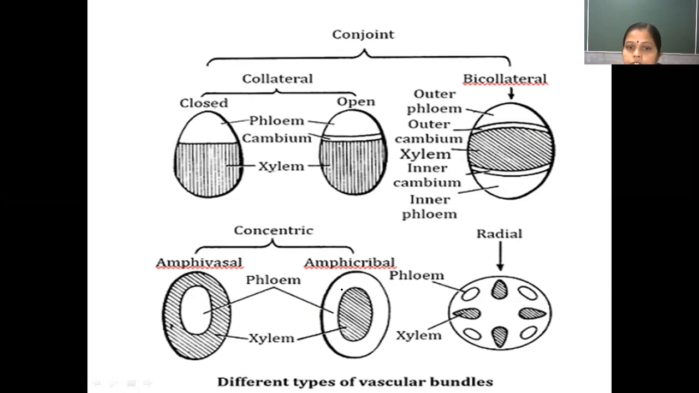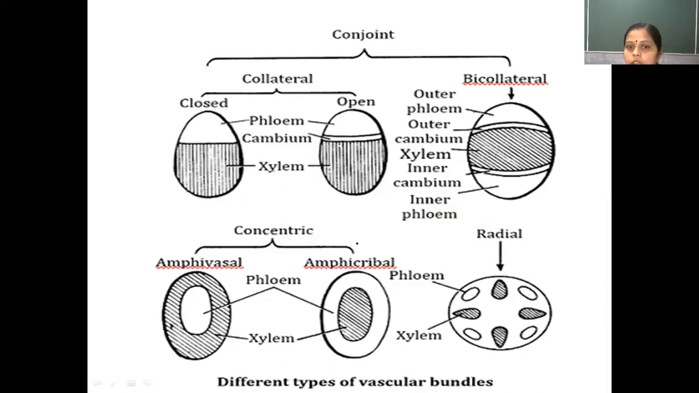Okay, if xylem appears in the inner region, whereas phloem appears in the outermost covering region, then such a type of arrangement is said to be amphicribal. What is that? Amphicribal. This is amphivasal and this is amphicribal. Okay. Phloem inner side, xylem outer side, amphivasal. Xylem inner side, phloem outer side, amphicribal.